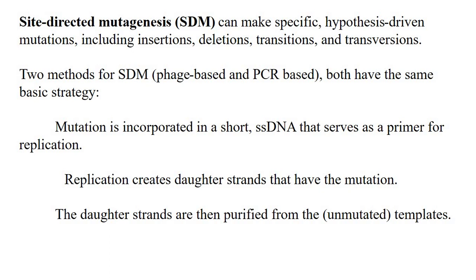There are two methods of site-directed mutagenesis, either phage based or PCR based. Both have the same basic strategy that we will talk about in the next slide. How it's carried out is a mutation is incorporated in a short single-stranded DNA that serves as a primer for replication, so it's either a phage or a PCR. This replication creates daughter strands that have the mutation, and once the daughter strand has a mutation, it can be purified from the unmutated templates.